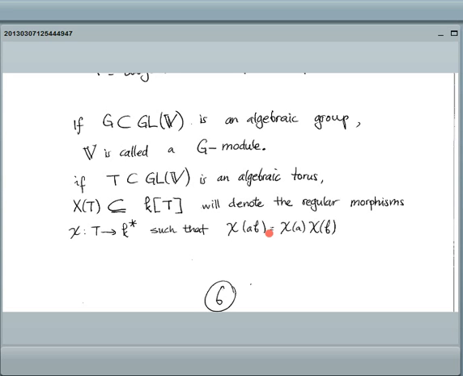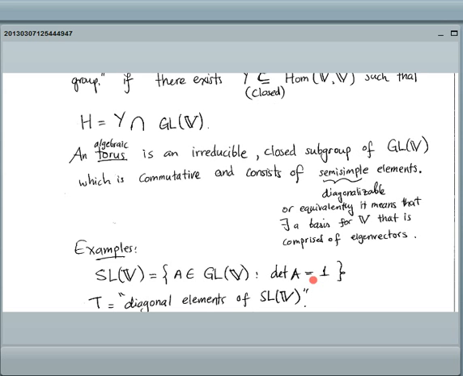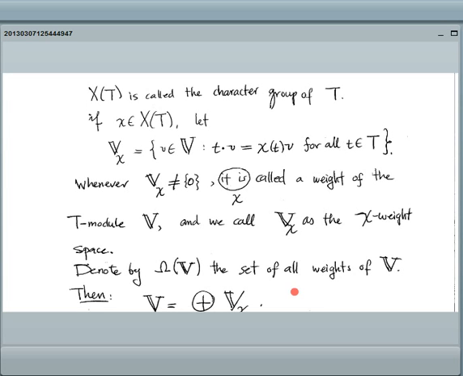They play a fundamental role for the representation theory of G. Let's move to the next page. I call this collection of all characters on T the character group. What happens is the following. Because T consists of diagonalizable elements, I can ask this natural question about joint eigenspaces of these elements of T. So I would like to determine subsets of V such that the subset is a simultaneous eigenspace for all elements of T.